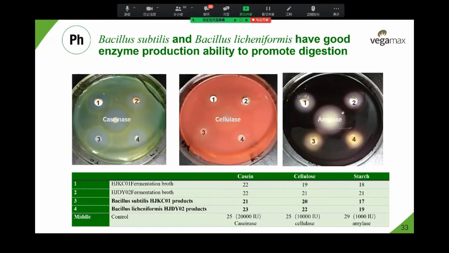And this is the visual test to show that Bacillus subtilis and Bacillus nidiformis can produce endogenous enzymes equal to the exogenous caseinase, cellulase, and amylase. But usually exogenous enzyme preparations mainly play a role in assisting digestion during feed processing and stomach digestion. The effect on intestinal digestion is relatively very small. The microbial endogenous enzyme preparations are more effective in the intestine, especially in the ileum and large intestine.